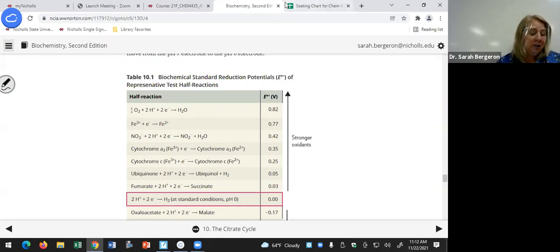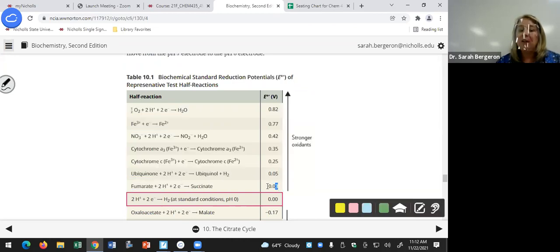Okay, and how do you know if an electron is going to move? How do you know if we're going to have something that's going to move from, let's say, succinate, that's going to pick it up in order to go to a cytochrome? How do we know that's going to happen? You have to look at the difference in standard reduction potentials.